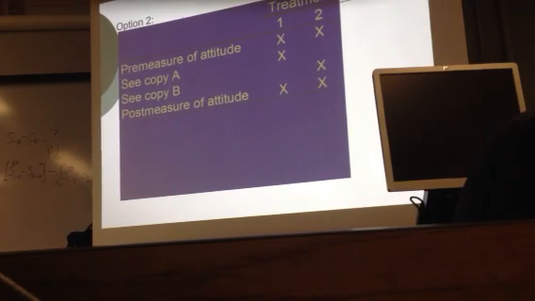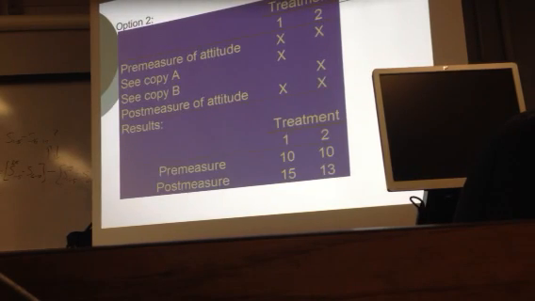So now we have the measurement of the initial altitude. So first, we measure altitude. Then one group sees copy A, another group sees copy B, and then we measure the altitude at the end. And let's say that this is the result we got. Nicely, both of them have the same altitude. And then that's what they have after they measure.